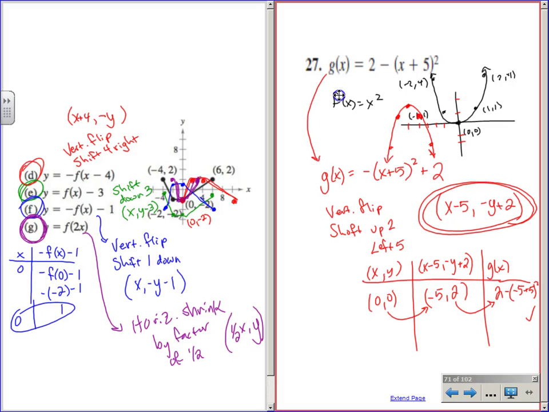Do you guys see how we can apply this to all of our parent functions if we need to? Do we have to? No, but do you need to at least be able to figure out what all the different transformations are and to do them? Yes. Are we tracking?